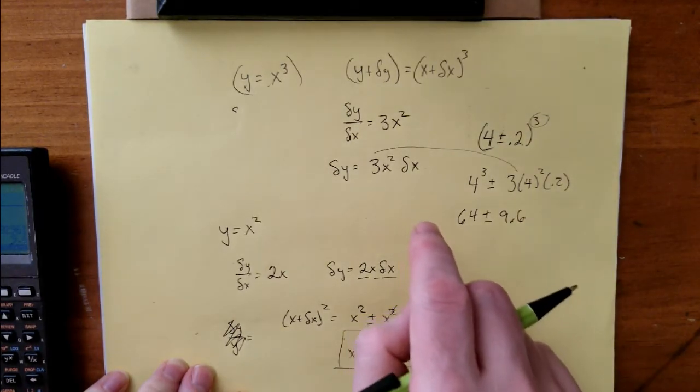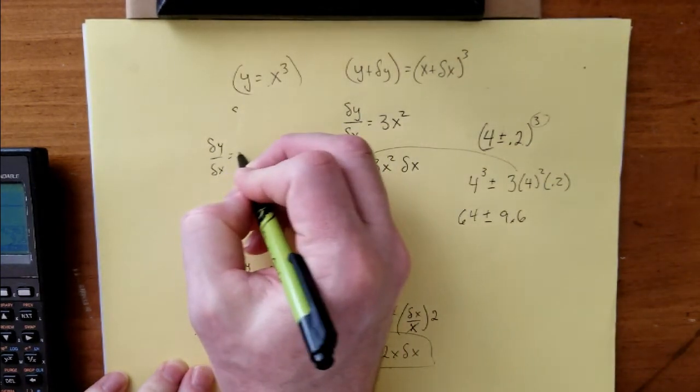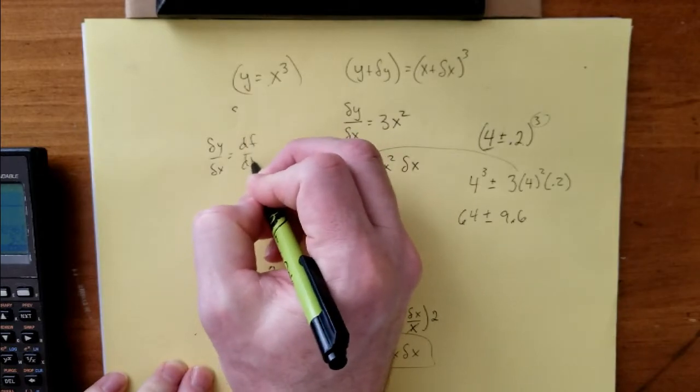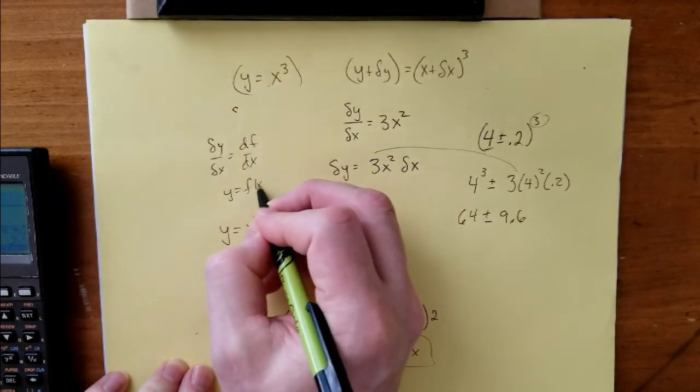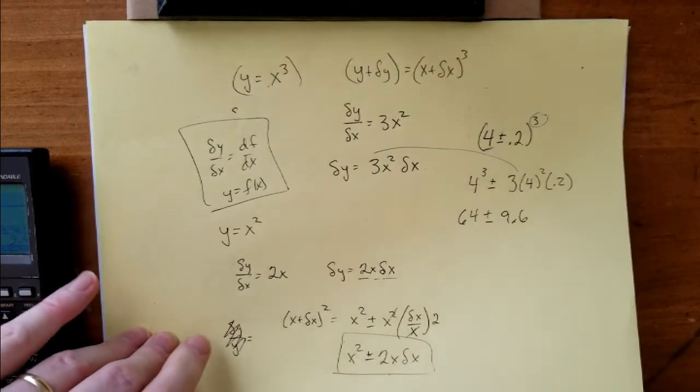To me, the delta y over delta x is equal to df dx, where y is equal to f of x. That makes more sense to me. Now let's actually apply it in one more case. Let's deal with trig functions.